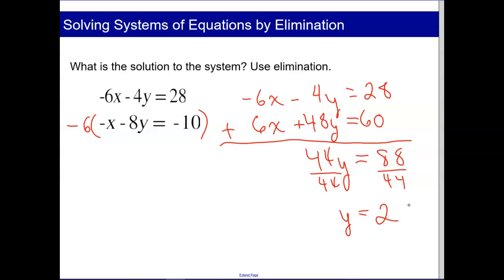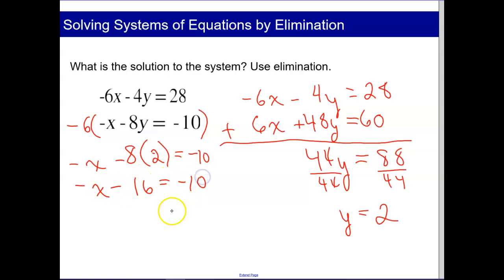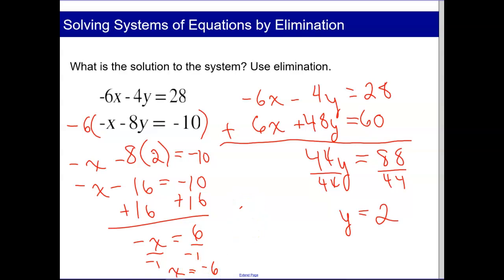Well, next I want to figure out what x is. So I'm going to substitute what I know y to be. So negative x minus 8 times 2 equals negative 10. Negative x minus 16 equals negative 10. Add 16 to both sides. I get negative x equals 6. Divide by negative 1. X is equal to negative 6. So (negative 6, 2) is a solution to this system.